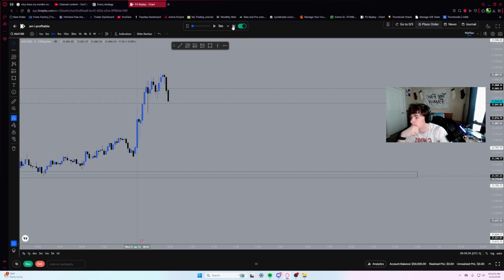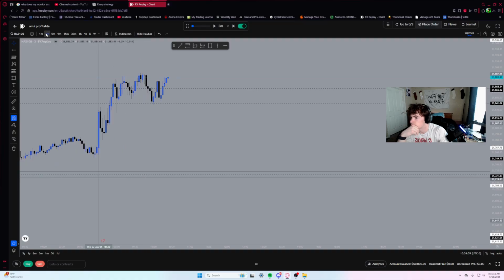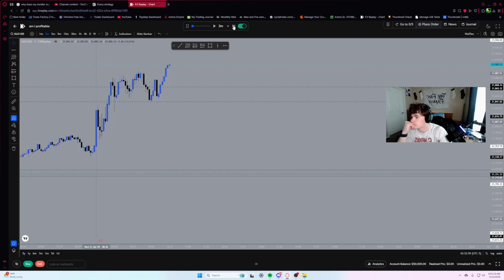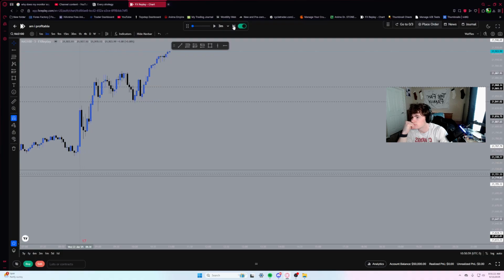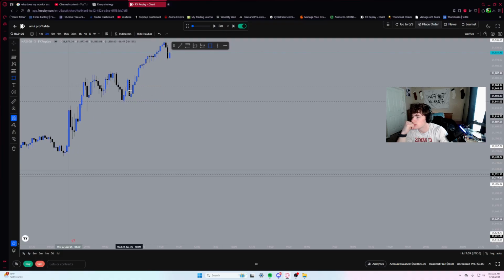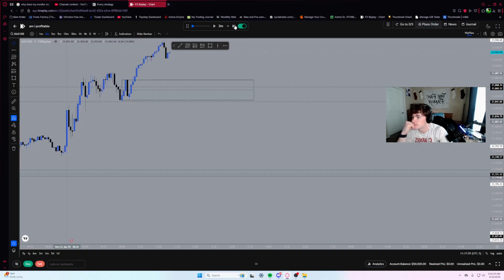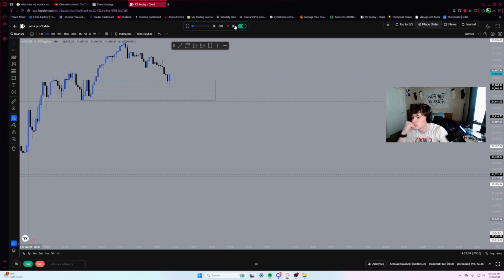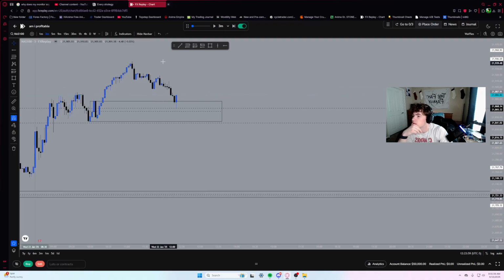Creates another higher high. Breaks structure to the downside. Break structure to the upside. Cool. I would like to trade this. Nice. I will be longing out of this.